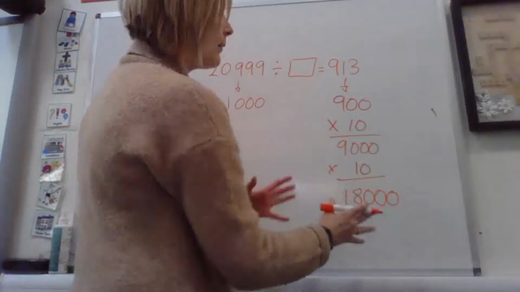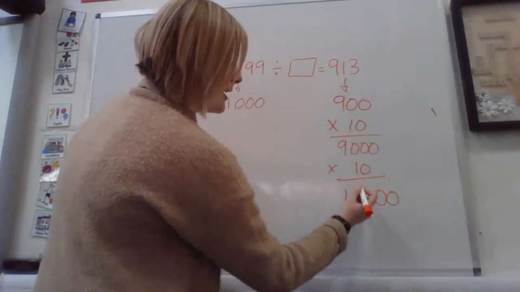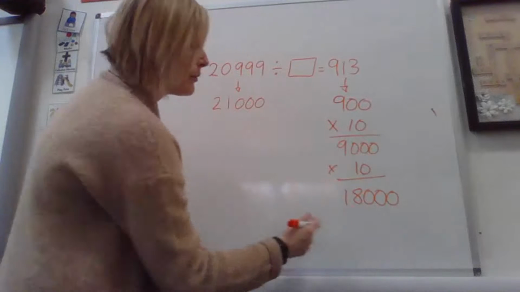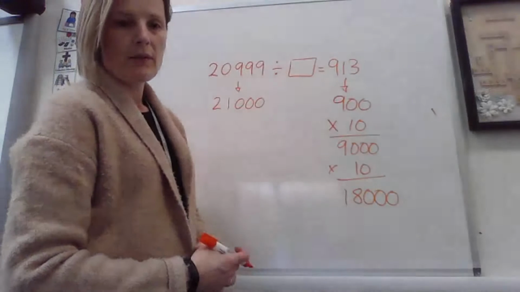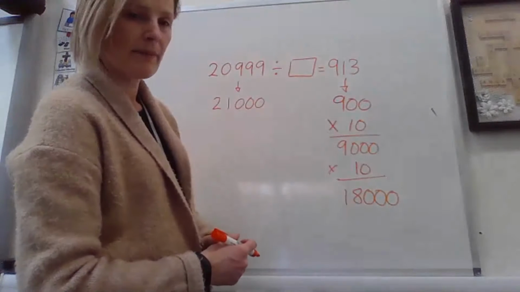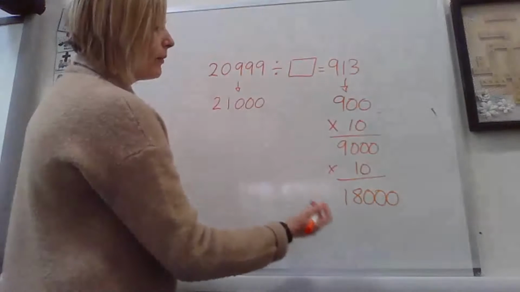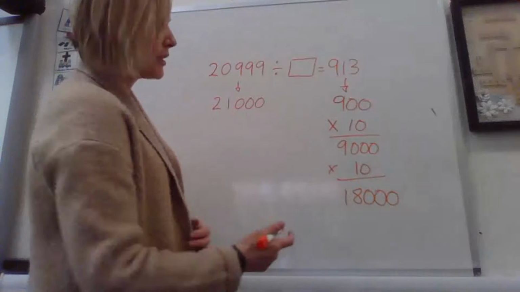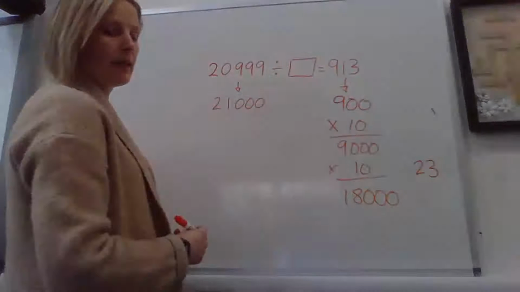At the moment, we've got 18,000 because we've multiplied by 20. If we multiply by another 3, so 3 more 900s, which is 2,700, and then add it onto this, we're getting there, okay? So what I'm now going to do is a multiplication just to check it. I think it's going to be about 23.